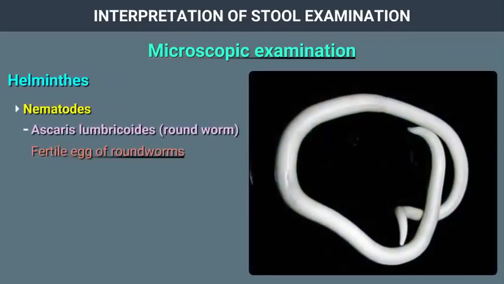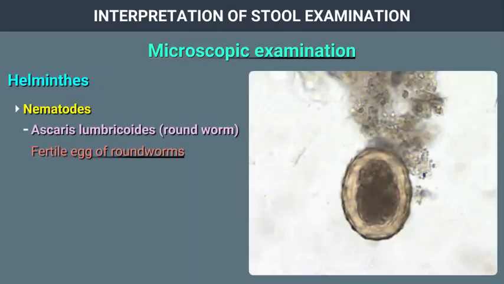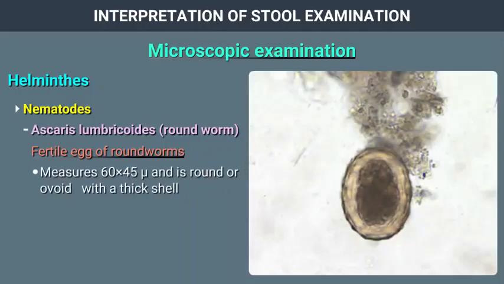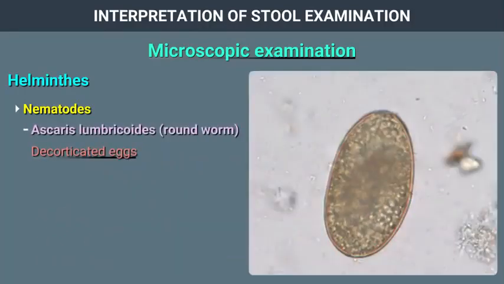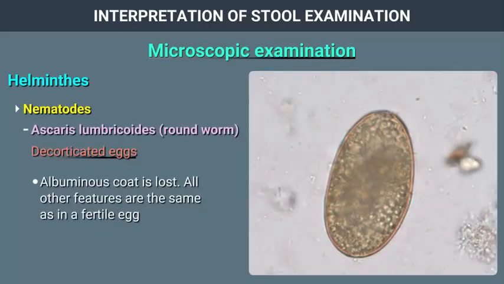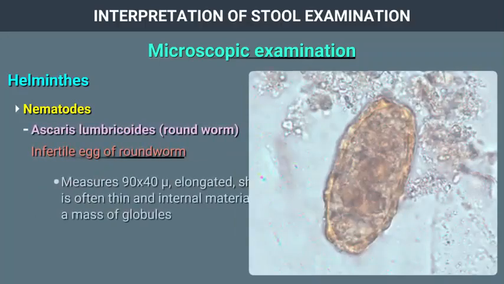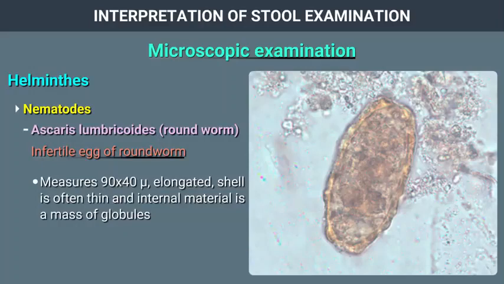Ascaris lumbricoides, roundworm. Fertile egg of roundworm measures 60 into 45 microns. It is round or ovoid with a thick shell. It is covered by a thick albuminous coat. Its inner cell is in various stages of cleavage and it is brown in color. Decorticated eggs. The albuminous coat is lost. Infertile egg measures 90 into 40 microns. It is elongated. Its shell is often thin and its internal material is a mass of globules.